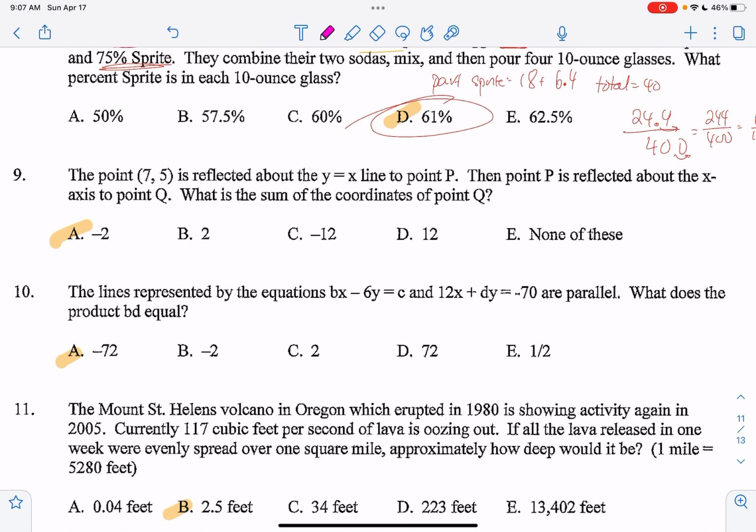Next for number 9, the point 7,5 is reflected about the y equals x line to point P. Then point P is reflected about the x-axis to point Q. What's the sum of the coordinates for point Q? So when you reflect over y equals x, you just swap the x and y coordinates. So 7,5 will switch into 5,7.